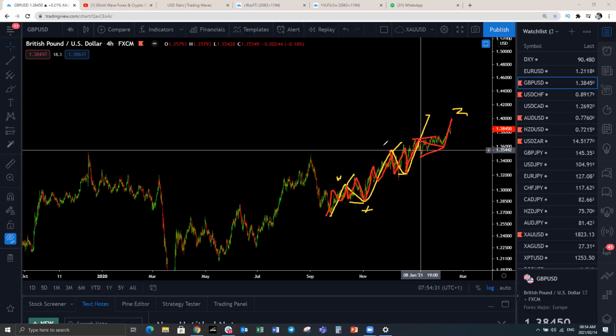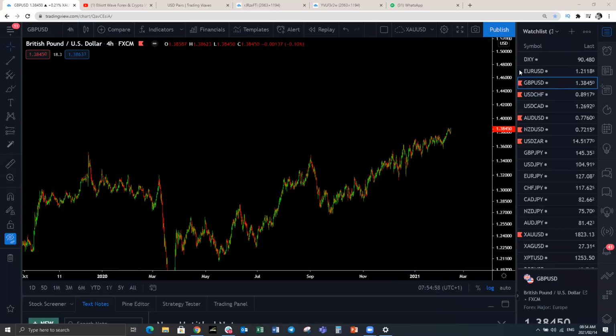It's the Y here. Here's Y, X, and we're looking for this to be the Z here. So we're still looking for continuation to the upside on pound US dollar. Still showing us upside. We've got this lower degree 1, 2, 3 here in W, pull back, 1, 2, 3 here in Y, pull back, 1, 2. We're looking for the 3 in Z here to play out. So continuation to the upside on pound US dollar in the next coming sessions.